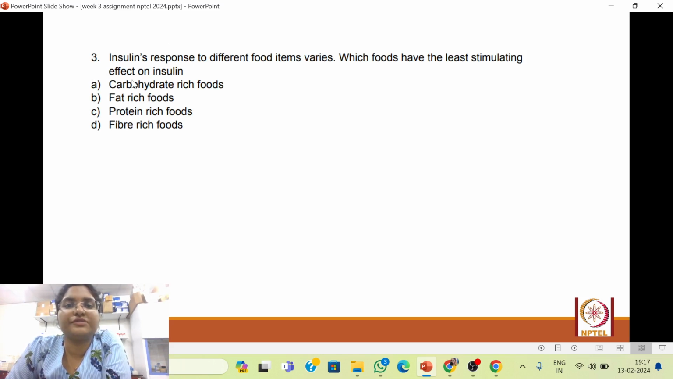Insulin's response to different food items varies. Which foods have the least stimulating effect on insulin? Carbohydrate rich foods, fat rich foods, protein rich foods, or fiber rich foods?